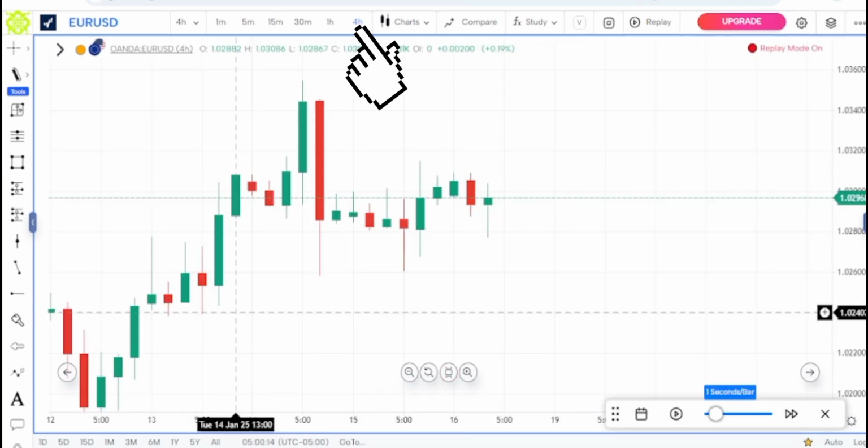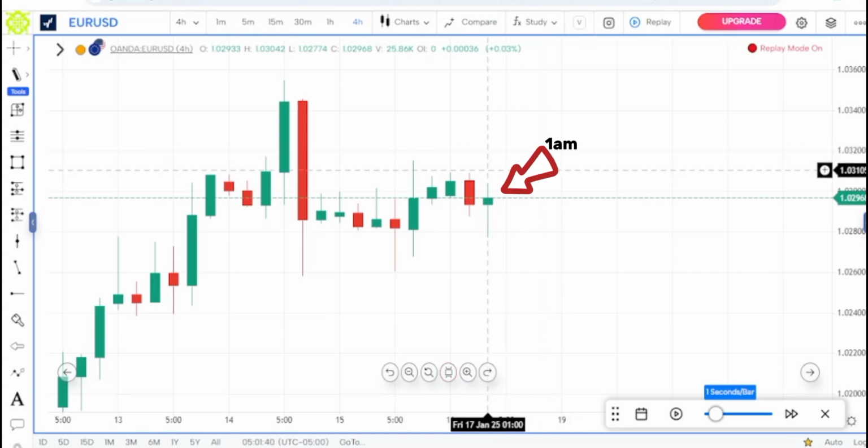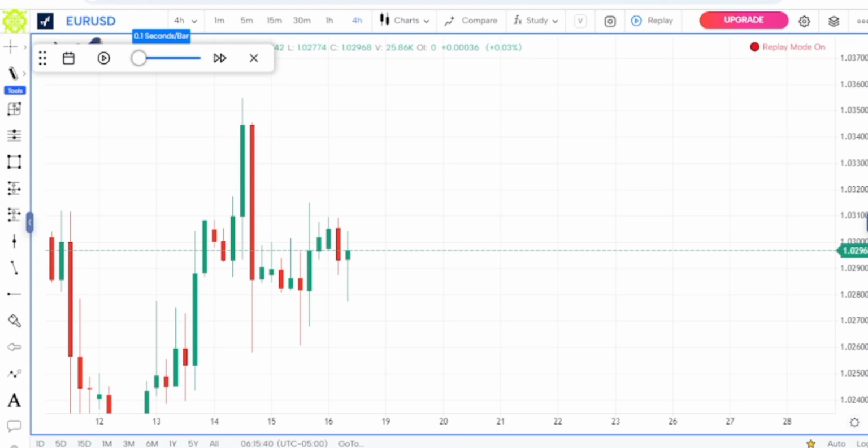We will switch to the 4-hour chart and identify a candle that has swept the liquidity of the previous 1 p.m., 5 p.m., and 9 p.m. candles. For example, as shown in the chart, the 1 a.m. green candle has swept the liquidity of the previous 1 p.m., 5 p.m., and 9 p.m. candles. Now we will mark out the key levels.